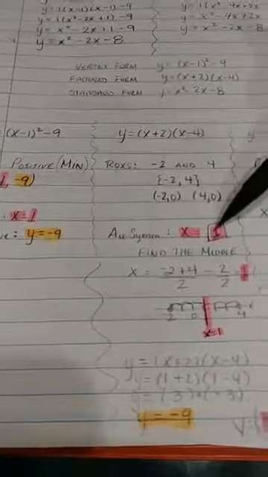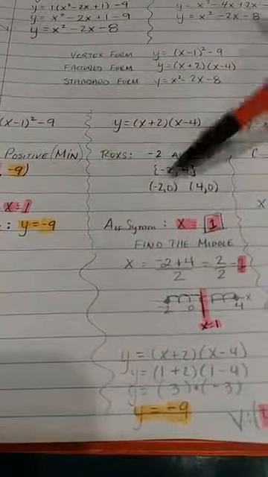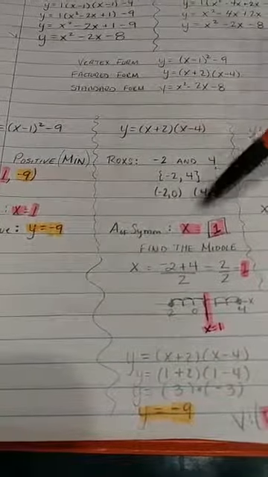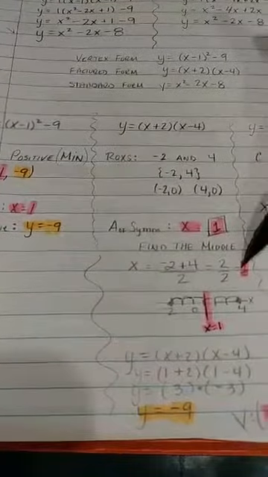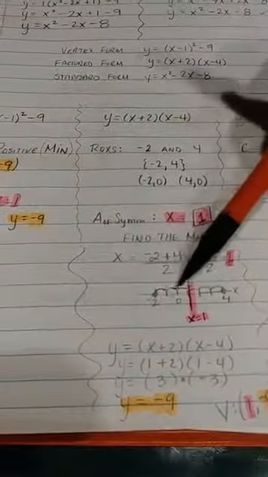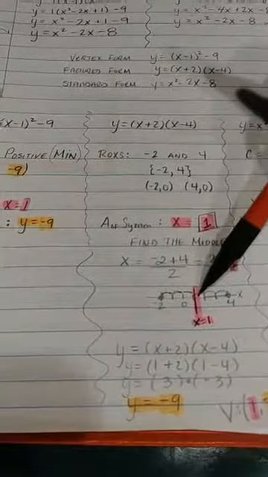The axis of symmetry is still 1. How did I get that? I just took my roots, added them together, and divided by 2 to find the middle, which is 1. See? Or you could count 1, 2, 3, 1, 2, 3.